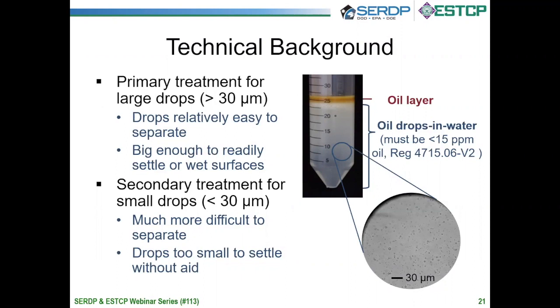They're susceptible to Brownian motion, and they remain suspended for days or weeks or longer. These are drops that are too small to settle without aid on reasonable timescales, so you have to use some kind of secondary treatment, something other than gravity, to remove these droplets. You may imagine using something like a membrane, where there's a chemical attraction of the droplet to the surface and physical absorption that can happen.